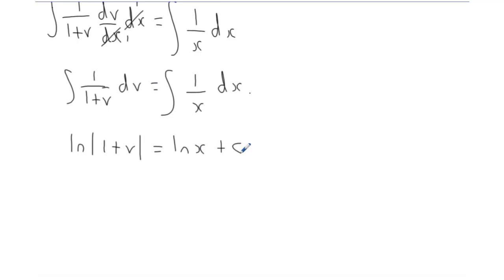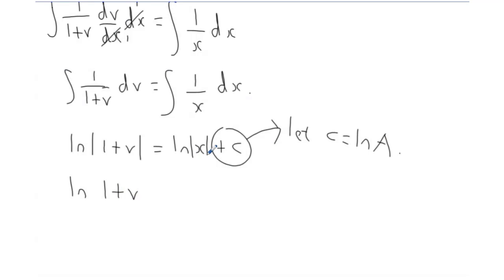Right, so now if I want to combine these things, remember this c is just a constant. So we're just going to let c equal ln a. So just a constant for a constant. ln of a, we're just saying exactly the value of some constant c. But we're just going to write it as ln a, and then we can combine it with the ln x. So ln, the absolute value of 1 plus v. In fact, that should be an absolute really, shouldn't it? Equals ln absolute value of x plus ln absolute value of a.